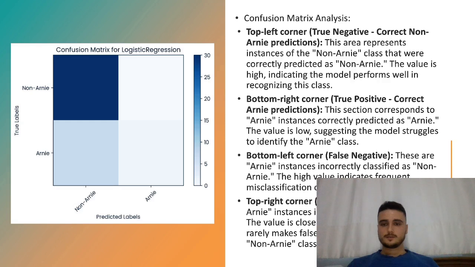Bottom left corner: false negative. The RNA instances incorrectly classified as non-RNA. The high value indicates frequent misclassification of RNA samples. Top right corner: false positive. These are non-RNA instances incorrectly classified as RNA. The value is close to zero, showing the model rarely makes false positive predictions for the non-RNA class.